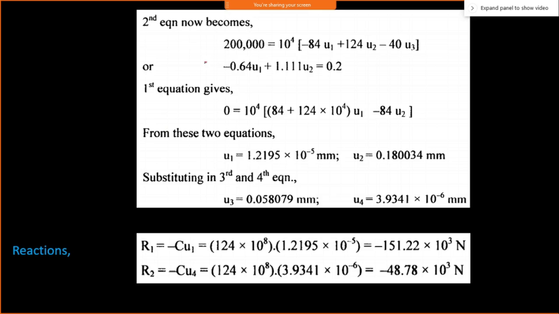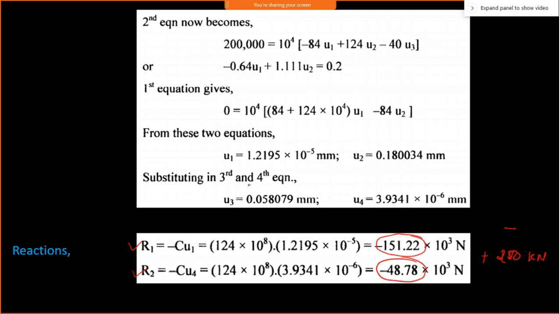Then the second equation you will get in U2, then U1, U2, and U3. You can solve U3, and somewhere we got these two numbers. Then you can put up the reactions R1 and R2. If you look into these reactions, these are 151 and 48. If I add these two reactions, it results in 200 kilonewton, which is nothing but the external force applied on node number 2. So that is the way you can verify. That is the cross check you can do.